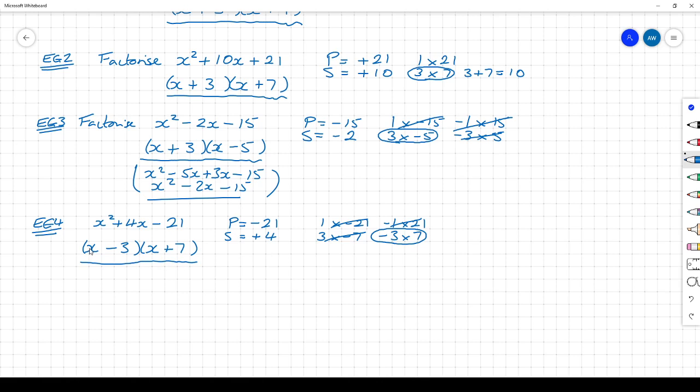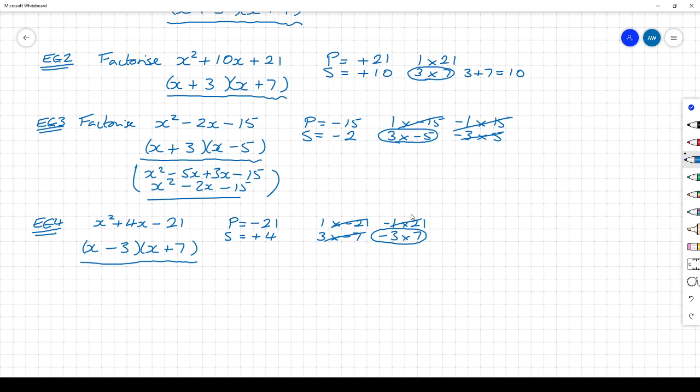And if I quickly check that, x times x is x squared, minus 3x plus 7x is plus 4x, and minus 3 times plus 7 is minus 21. That's it for now. You'll be having a little practice after this. That's the best thing to do next, is to practice.